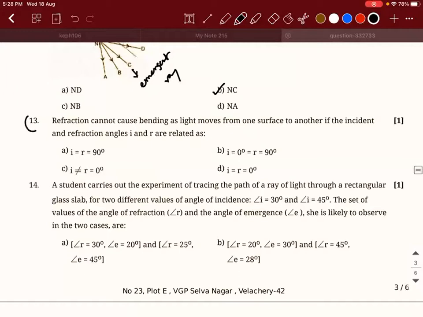Correct? Good. So 13. Refraction can cause bending of light as light moves from one surface to another if the incident and the refraction angles I and R are related as.